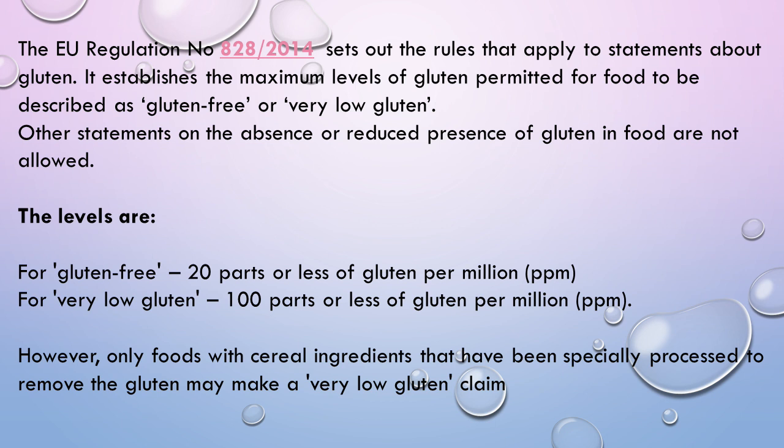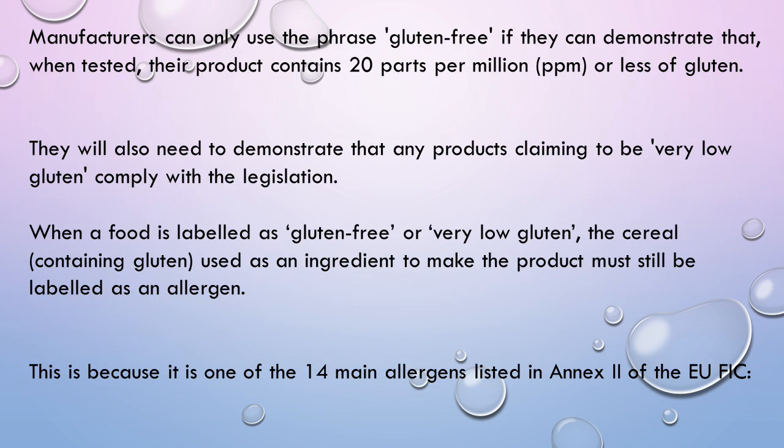However, only food with cereal ingredients that have been specially processed to remove the gluten may make a very low gluten claim. Now, manufacturers can only use the phrase gluten-free if they can demonstrate that when tested, their product contains 20 parts per million, ppm, or less of gluten. Now, they also need to demonstrate that any product claiming to be very low gluten comply with the legislation.